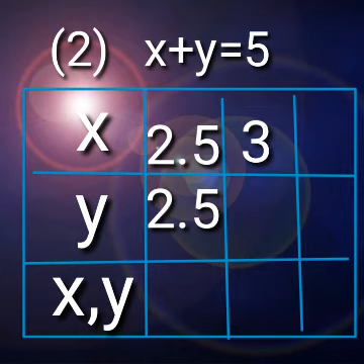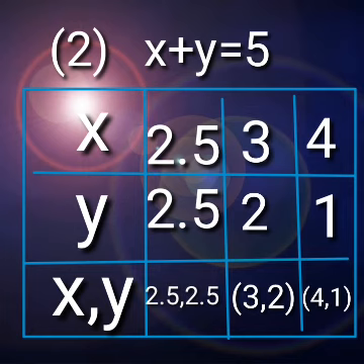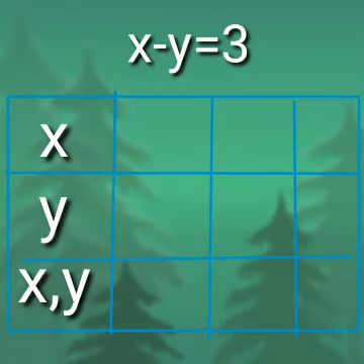2.5 minus 0.5 is equal to 2. 3 plus 1 is equal to 4. 2 minus 1 is equal to 1. Now last row is complete: 2.5, 2.5, 3, 2, 4, 1. In this equation, the addition of coefficients 1 minus 1 is equal to 0, and 3 by 0 is equal to infinity. That means it is not defined.